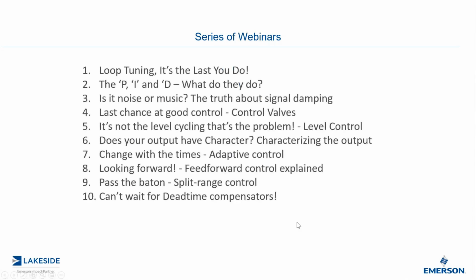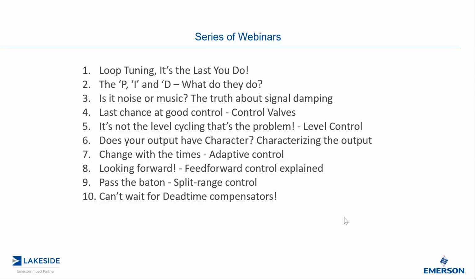This is, like I said, a series of 10 webinars that are scheduled throughout 2021. They'll be once a month, except for the summer months, where we might be skipping a month or two. So this is the first one. Loop tuning is the last thing you do, and then we're going to talk more about specific aspects of process control and control loop tuning and optimization.